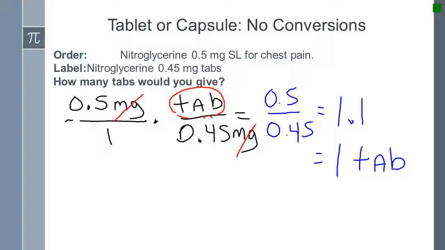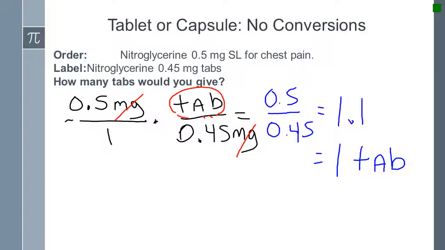So on this one, we have 0.5 milligrams as our order. So again, we're going to put that over 1. And then in our tablet, we have 0.45 milligrams. That's important because we're fixing to turn right around and make sure that our labels cancel. We're left with what we want. We want to know how many tabs we're going to give. And so that is what I have left over. So then all I have to do is divide.